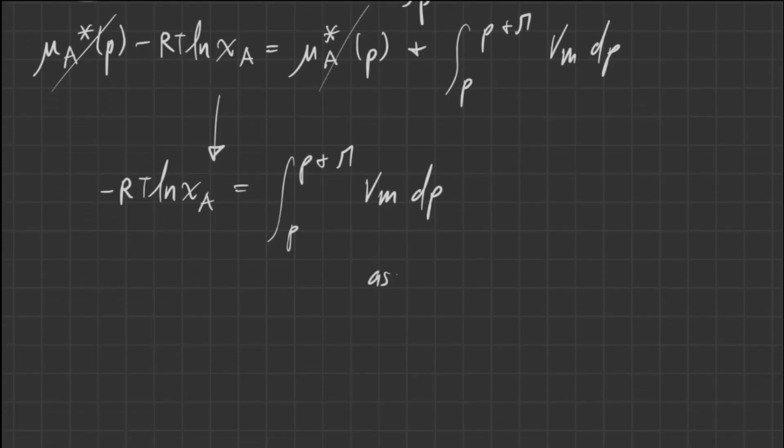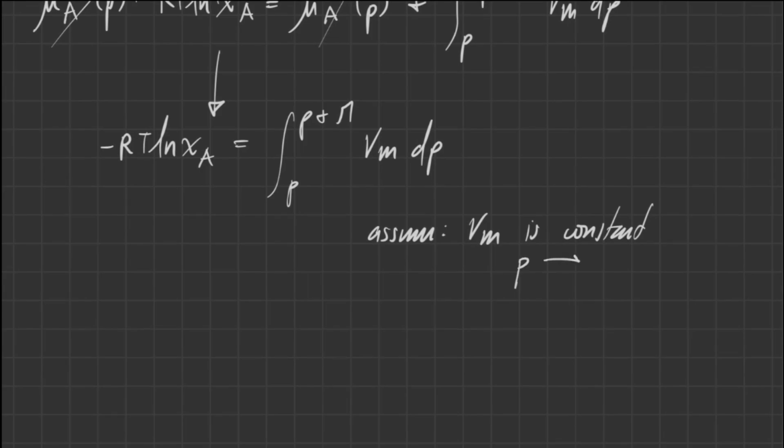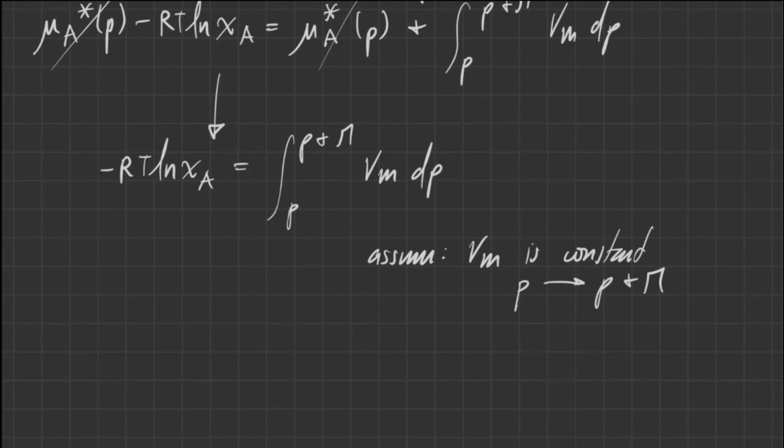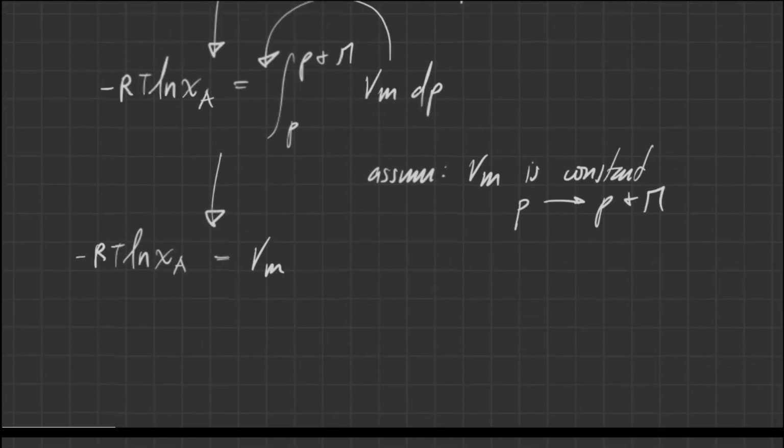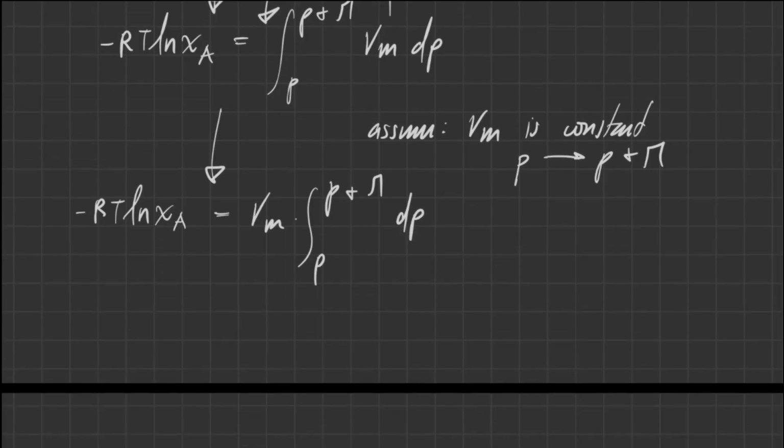We also kind of want to make the assumption that Vm is constant over the change in pressure, or from P to P plus osmotic pressure. So that allows us to pull it out of the integral. So let me just rewrite that real quick. Negative RT natural log of the molar fraction of A is equal to the molar volume of the solvent multiplied by the integral of dP evaluated over the limits.